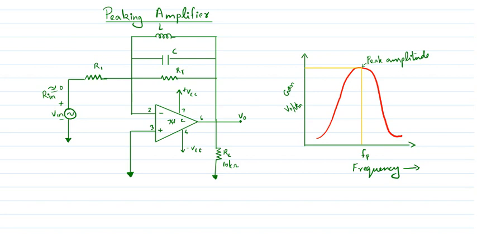So the peaking amplifier or peaking response, that is the frequency response that peaks at a certain frequency, can be obtained by using a parallel LC network with the op-amp. You can see here the op-amp is connected with the parallel LC network, and we will get the output waveform like this. We will get a peak amplitude here. So this is the peak response of the peaking amplifier. The frequency response of the amplifier is shown in this picture.